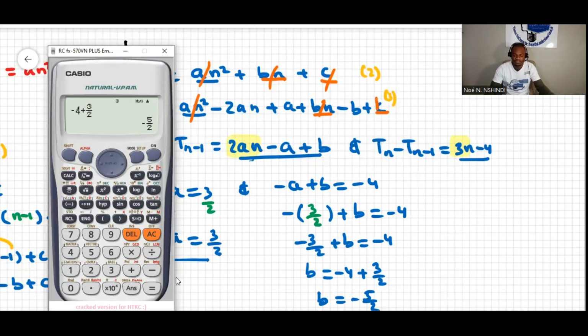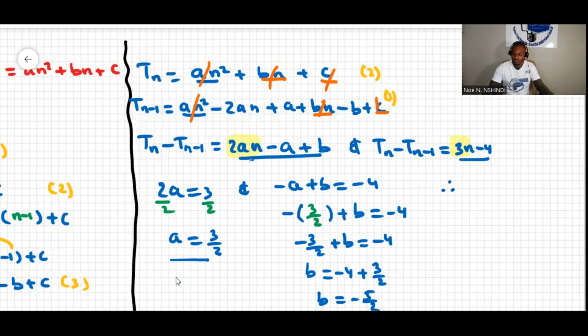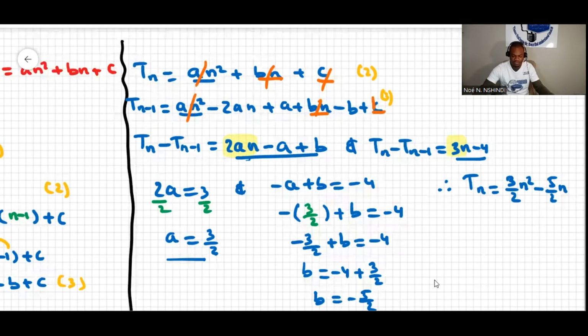Then we can find Tn now. Tn, which is given by n squared plus bn plus c, as a formula I said there in red. We can substitute the values of a and b. A is 3 over 2, okay? N squared plus b, so minus 5 over 2n. And then it's just c that I didn't get. Okay, I need to find c.